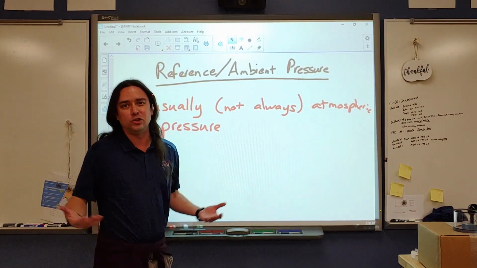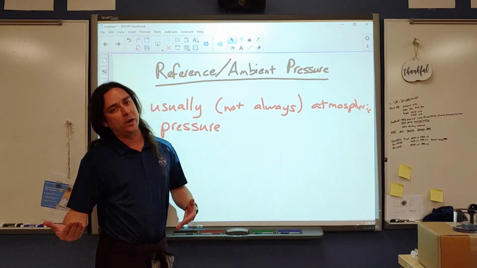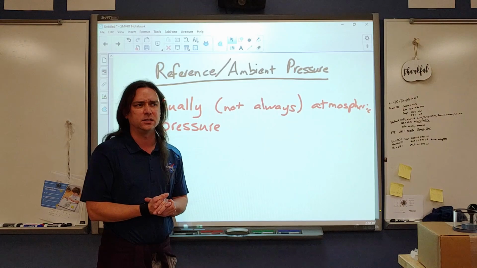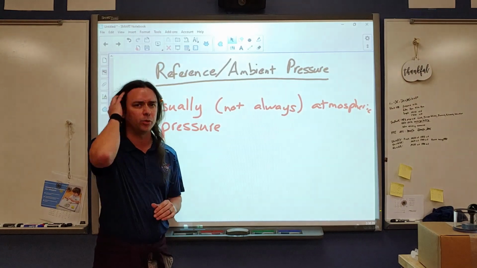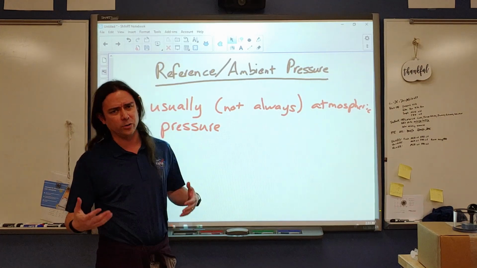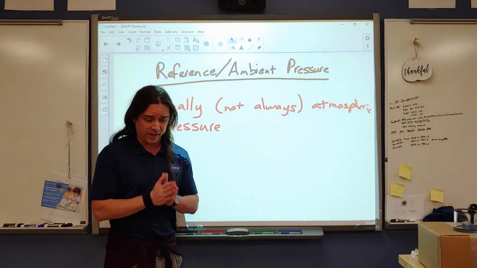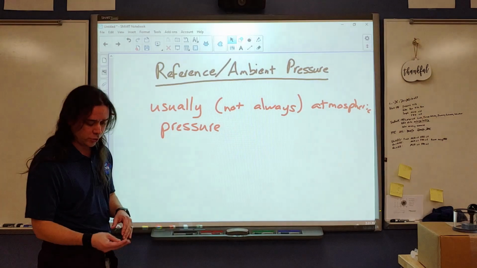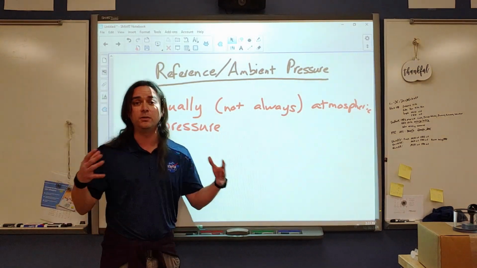Well, I'm still open to the atmosphere. We are not at sea level, so that's one of the things that would throw that off. Where I'm filming this is at about 1,000 feet, maybe 300 meters above sea level. So that's going to have an effect on it. And then also local weather patterns can have an effect on that as well. But that's why it's usually atmospheric pressure, especially for a lot of our experiments, because they'd be open to the air.